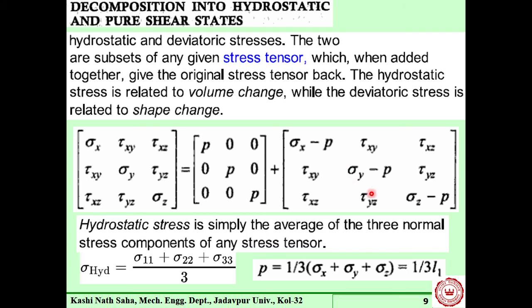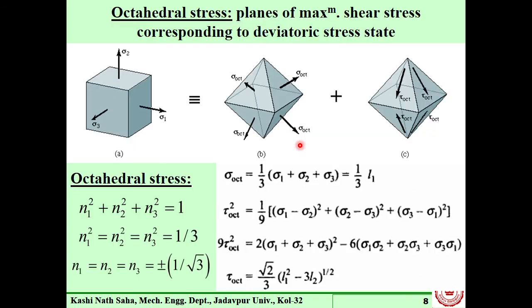What can we say about the second part? Its first invariant is 0. It has to be, because you see from here, this is sigma x plus sigma y plus sigma z. Yes, sir. And here this minus 3P is sigma x plus sigma y plus sigma z, so the first invariant is 0. If its first invariant is 0, then whatever is remaining here will correspond to this tau octahedral.